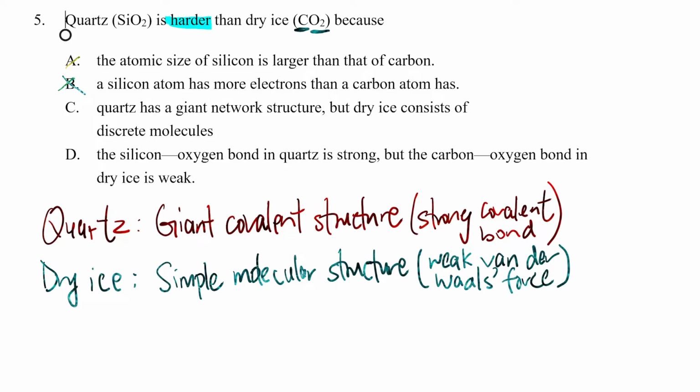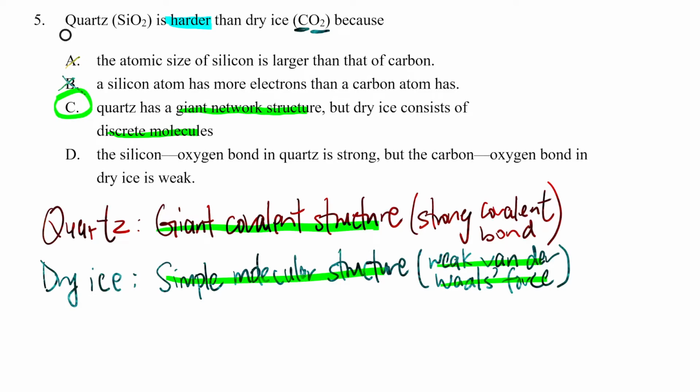Option C, quartz has a giant covalent structure. Oh, now this hits the jackpot. It makes sense, there's a giant covalent structure, but dry ice consists of discrete molecules. The meaning of discrete is individually separate, which is true, because of this simple molecular structure, it has discrete molecules. You can just imagine it's talking about weak van der Waals force, just a different way to represent it. So the answer is C. But look at option D.